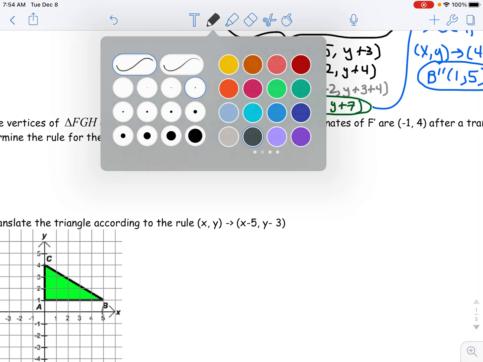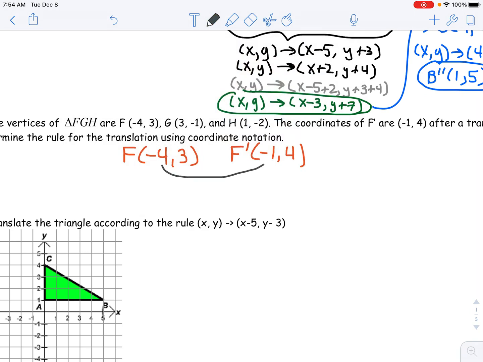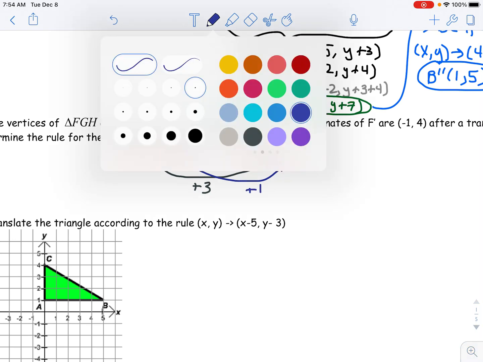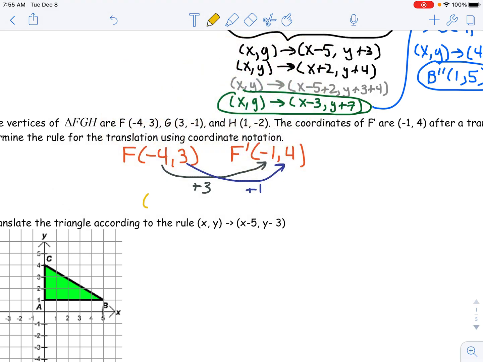All right, well, -4 to -1. What do I have to do to get from -4 to -1? I have to plus 3. What do I have to do to get from 3 to 4? Well, I got a plus 1. All right, so that's what I'm moving. So what I can do is I'll actually use gold this time to write the golden rule. (x, y) arrow. I went 3 for x, so plus 3, and I went up 1 for y, so plus 1. That's it. That's the coordinate notation for this translation.